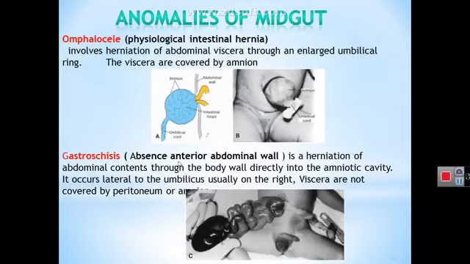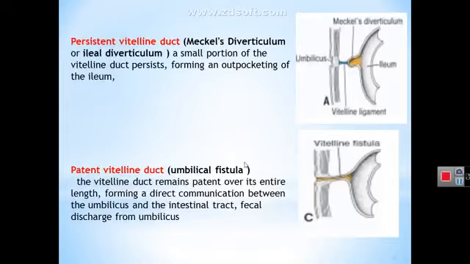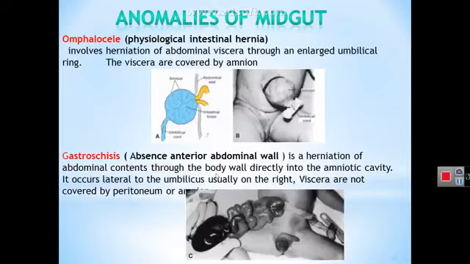Gastroschisis is the term applied to a protrusion of abdominal content through the body wall directly into the amniotic cavity. It occurs lateral to the umbilicus, usually on the right, and the defect is most likely due to abnormal closure of the body wall around the connecting stalk. Viscera are not covered by peritoneum or amnion.